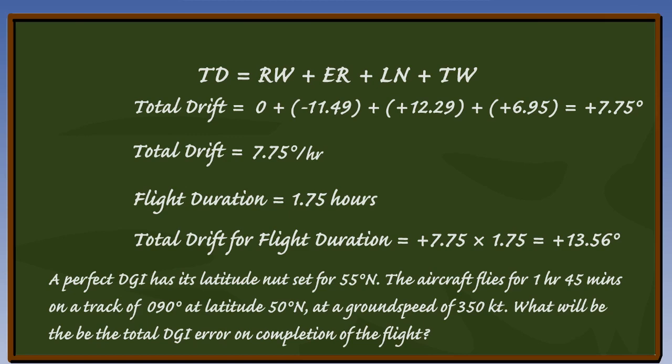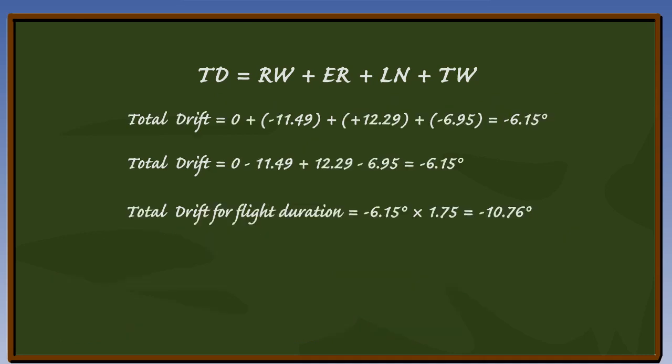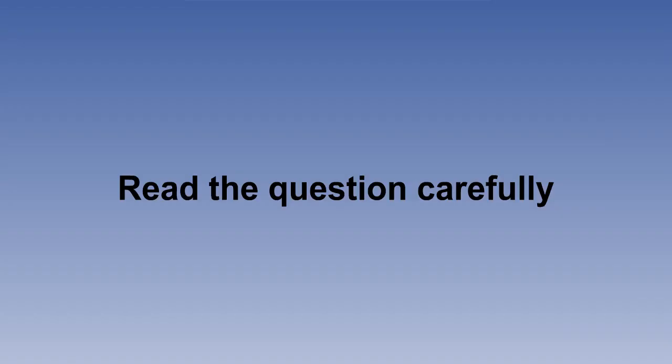Work through the example again, using the same information, but this time put in an easterly track of 090 degrees to appreciate the difference this will make to the total drift experienced over the same period of time. You should have the total drift experienced over the duration of the flight as minus 10.76 degrees. Note that answers to questions of this kind usually involve just variations of this procedure. Calculations are straightforward. Remember, the golden rule is to read the question. This concludes the lessons on the DGI.